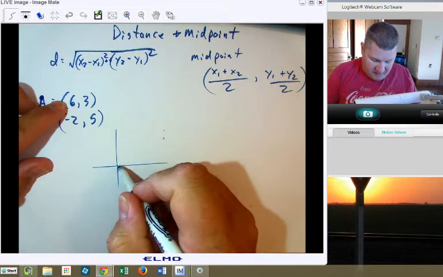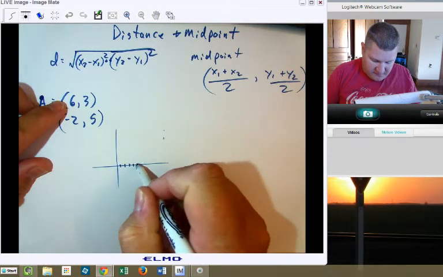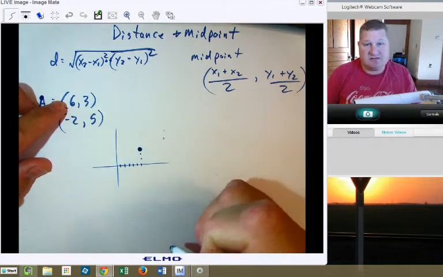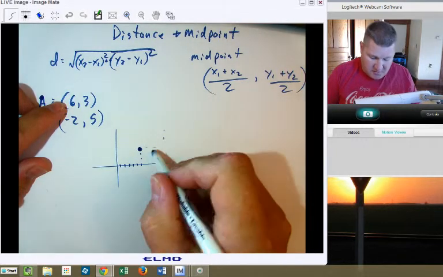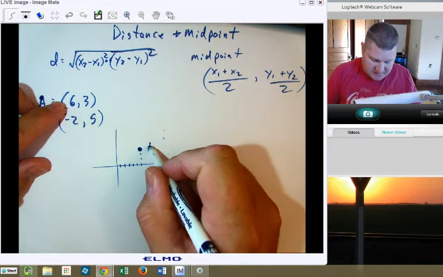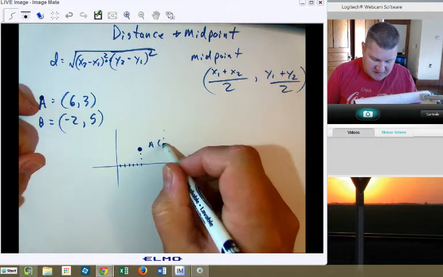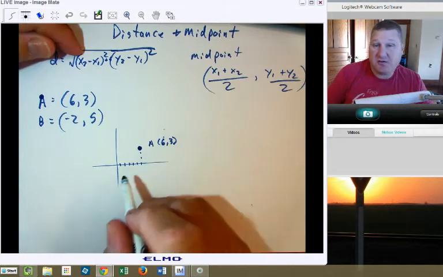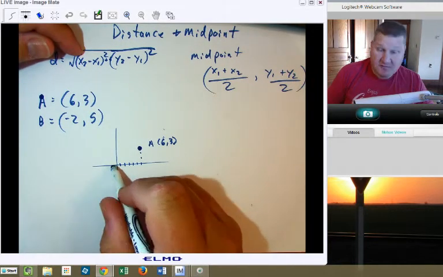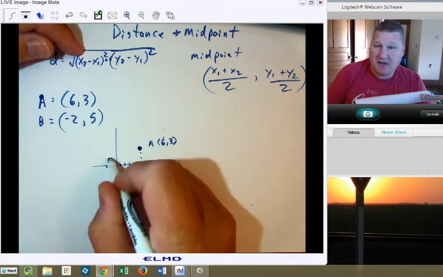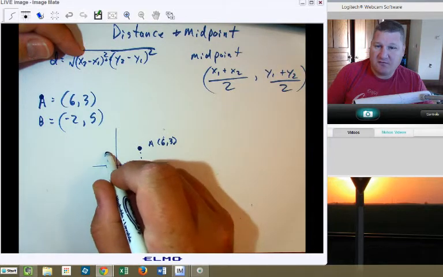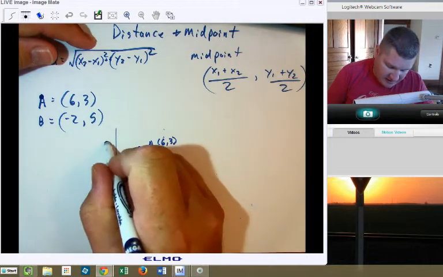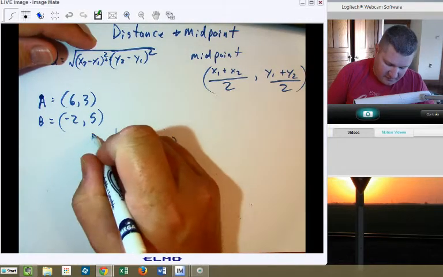So if I begin graphing, go 1, 2, 3, 4, 5, 6, 1, 2, 3. Okay, there it is. Anytime in this class that you put coordinates on a plane, you must label them. Now, in this case, I'm going to label them A, but you could have just as easily labeled it 6, comma 3. Okay, let's go ahead and put our other point on there, negative 2, comma 5. So let's go 1, 2, and 1, 2, 3, 4, 5. And so it's going to be up a little higher. And so that's point B.